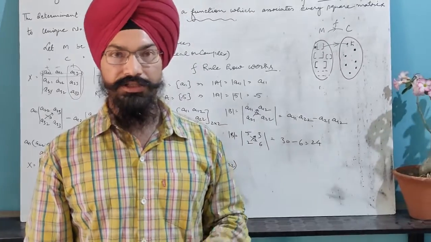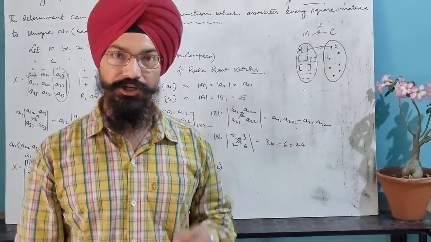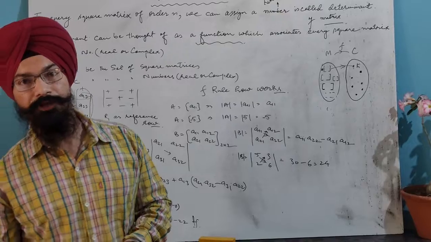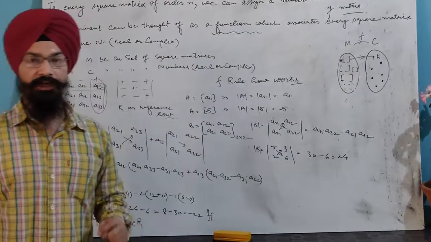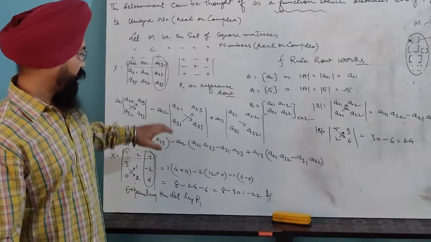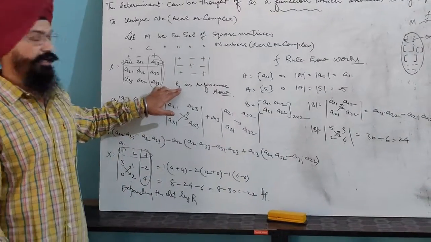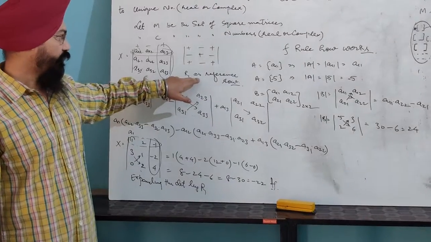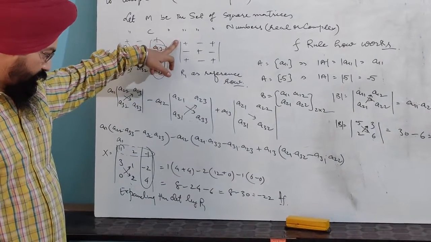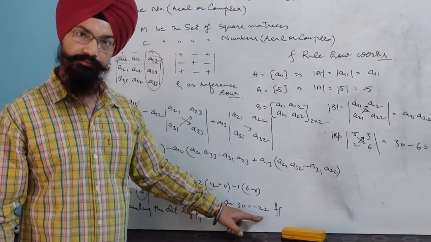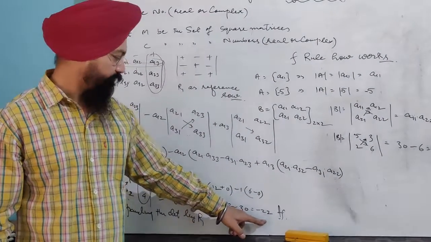Now this is a very interesting case, and it is a property of the determinant. You can expand the determinant by any row and any column, and the value of the determinant will not change at all. It means if you had taken the reference row R2 instead of R1, you will get the same answer, minus 22. You can try it yourself.